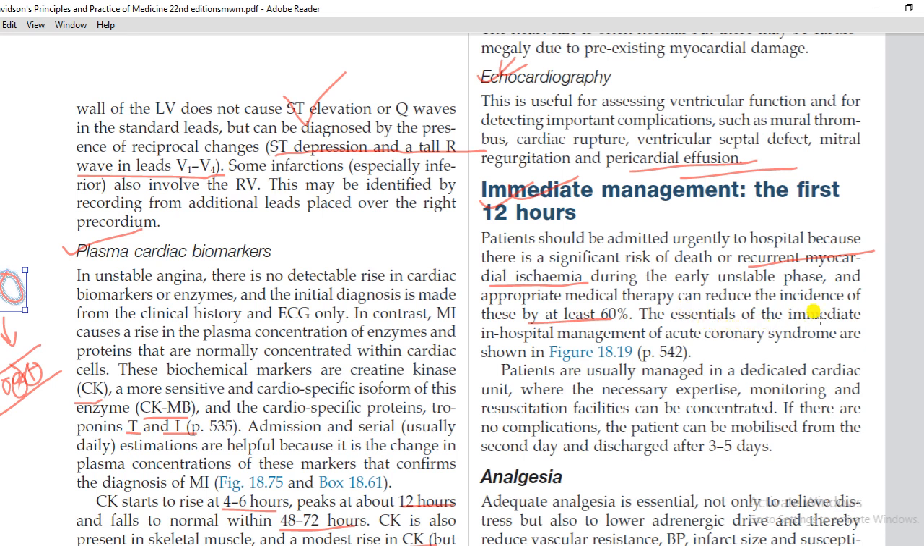The essentials of the immediate in-hospital management of acute coronary syndrome are shown in the figure. Okay, this is the immediate hospital management. I will come to it later on.